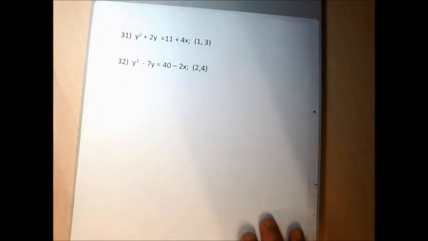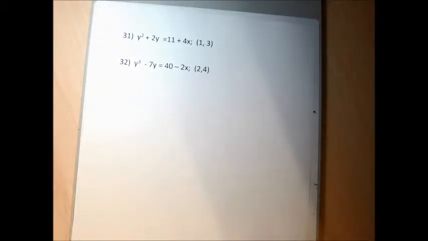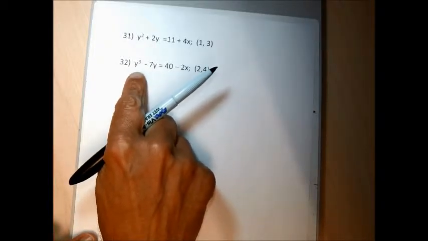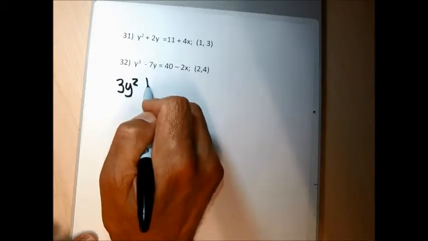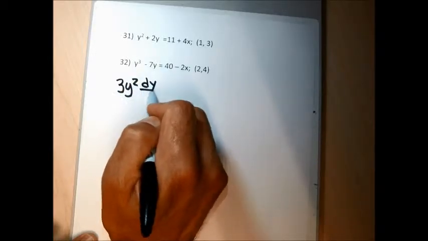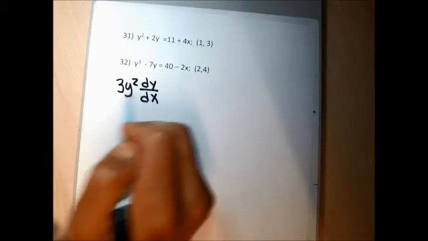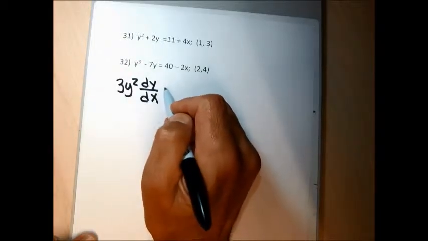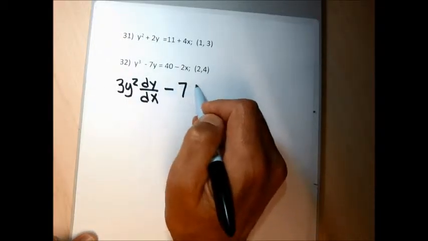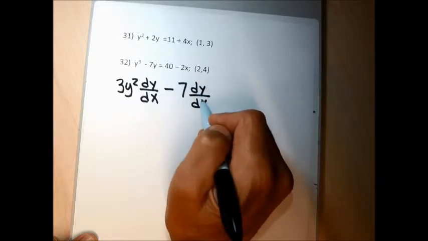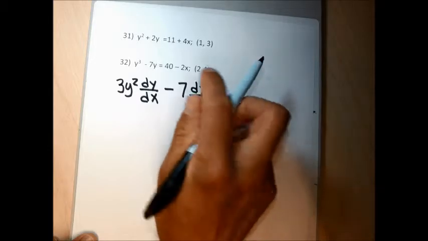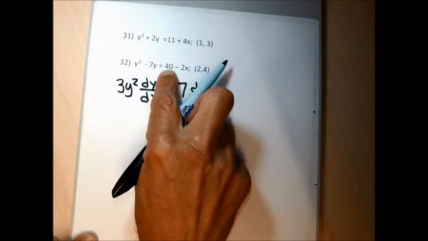So 31 and 32 will be the last ones in this grouping that we're going to do. So let me jump into 32. The derivative of y cubed is 3y squared. I took the derivative of a term that had a letter y with respect to x, I tack on a dy dx. The derivative of minus 7y is minus 7. I took the derivative of a term that has a y with respect to x, so I tack on a dy dx. To the right side, the derivative of 40 is 0.